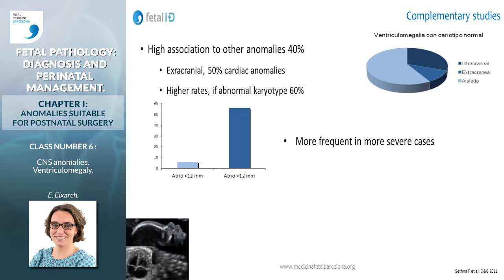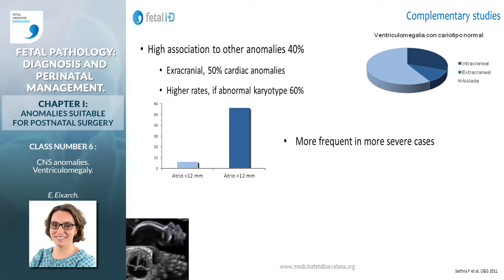The first thing, we have to perform a complete anatomical study, because in 40% of cases, there will be an associated anomaly, of which 50% of the extracranial anomalies will be congenital heart disease. And we also have to take into account that the associated anomalies are even higher, 60%, if there is a karyotype anomaly. Maybe the most useful information is that when the ventriculomegaly is inferior to 12 millimeters, the percentage of associated anomalies will be under 10%.